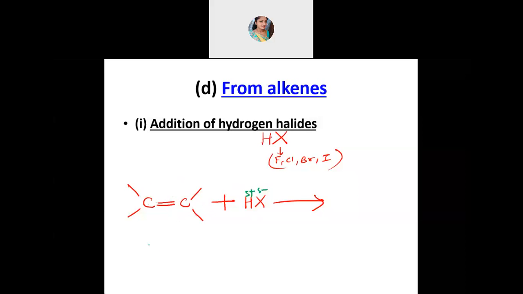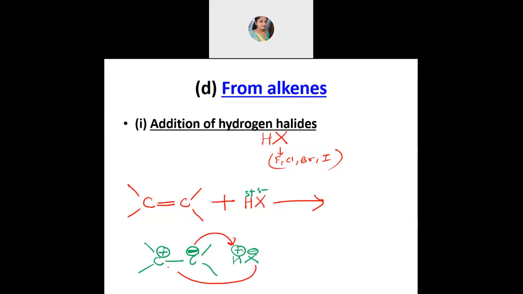If you want, I'll show it down here like this. Imagine that I've shifted that bond. So one carbon will get a negative charge and this carbon will get a positive charge. And here you are having H and then X, one is negative and one is positive. Now you can add them. So when you are adding, this positive will go towards which one? This one. This negative will take the positive and this negative will go towards this carbon.